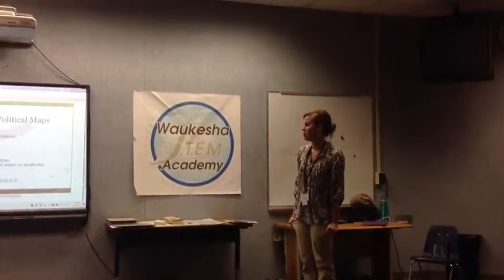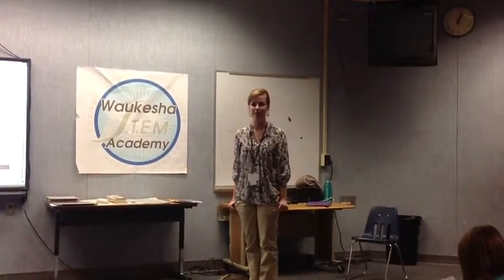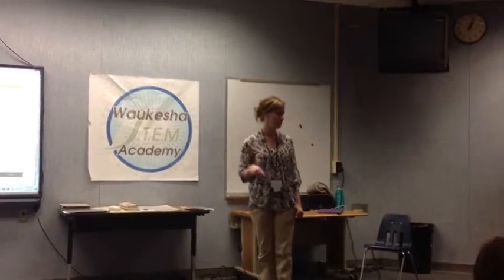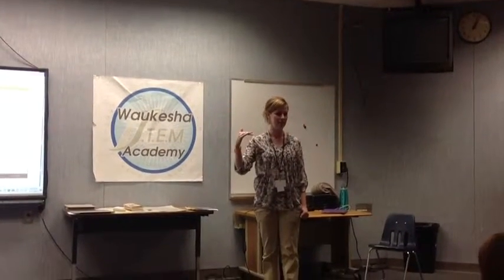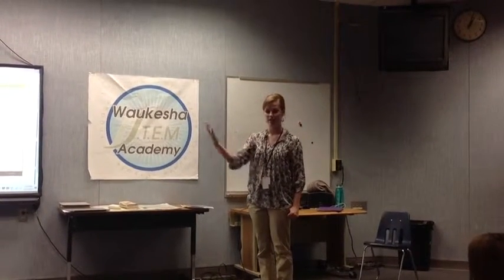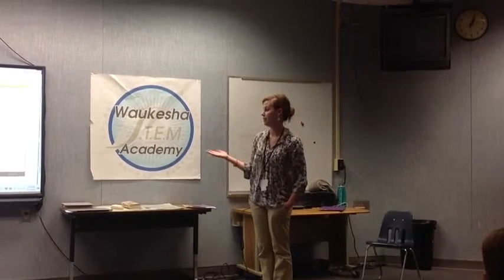So every type of map has a purpose. And the purpose of political maps is to show something called governmental boundaries. What that means is it might show the boundaries of countries, so where the United States is and where Canada is. There's some kind of line or boundary that divides our countries, and a political map would represent something like that.